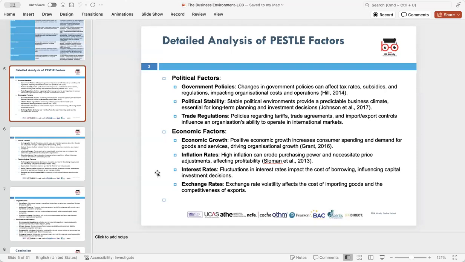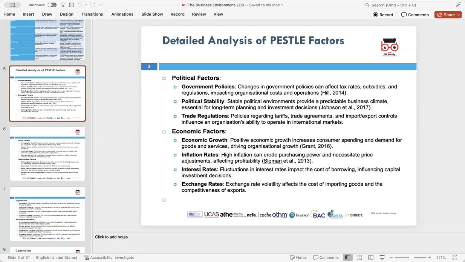Okay. Our next one is economic factors: economic growth, inflation rate, interest rate, and exchange rate. Economic growth refers to the increase in the production of goods and services in an economy. Positive economic growth leads to higher consumer spending and increased demand for goods and services, driving organizational growth. Businesses can expand and invest more during periods of economic growth, leading to job creation and higher revenues.